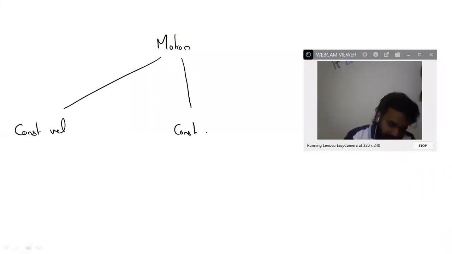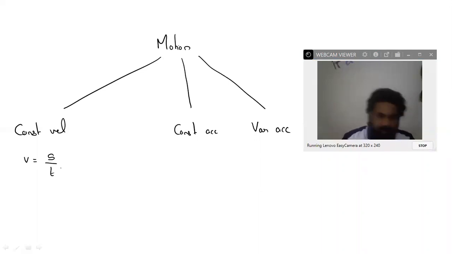Okay, in the basic theory, we have discussed motion in various categories. Motion could be with a constant velocity, then another with a constant acceleration, then the third category was with variable acceleration. Here we use v is equal to s by t. Velocity is equal to displacement by time or distance by time. Okay, so that is also possible.